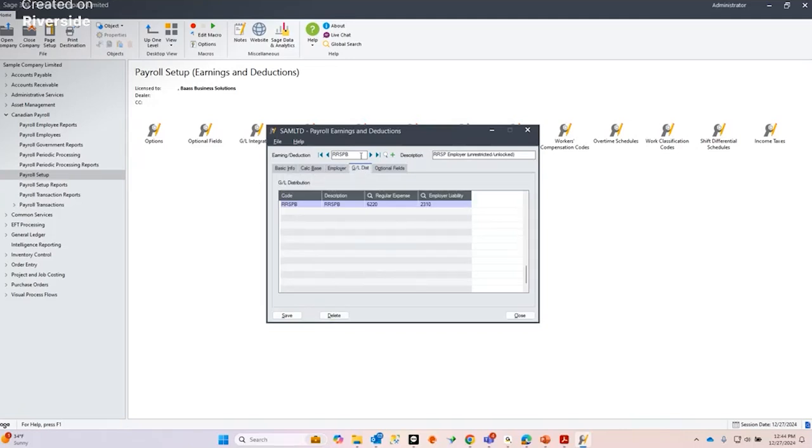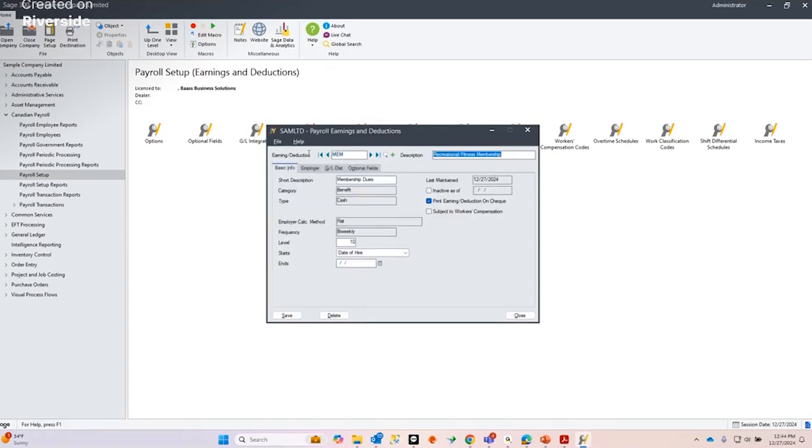Okay. The next type of code I want to show you is one that's a fitness membership. So this particular one is going to be a cash. So it's still a category benefit, but it is a cash, meaning that the employee has gone out, they have gotten themselves a recreational membership or a fitness center membership, and the policy of the company is that the company will pay them back, reimburse them for that, but it is a benefit. So because we are going to be giving the cash back, the type is cash.